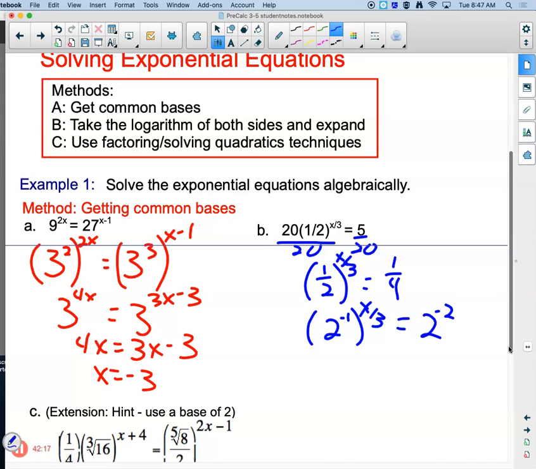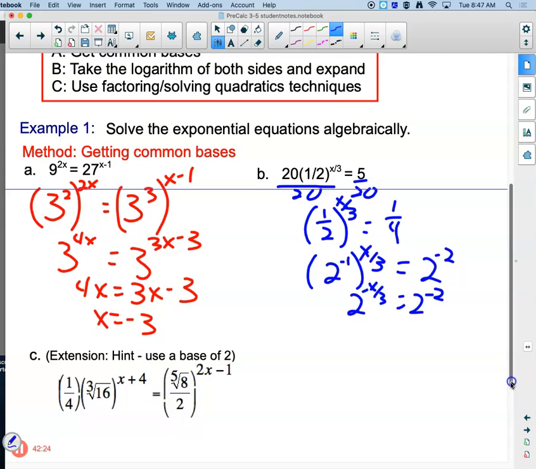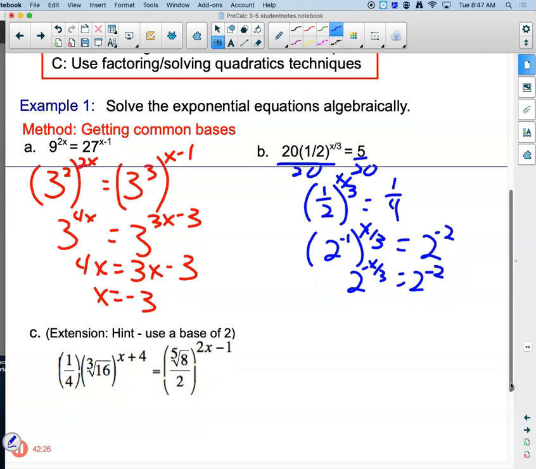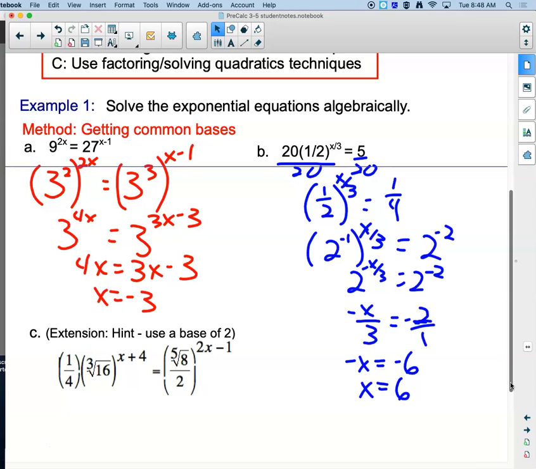And again, when you raise a power to a power, you multiply. Well, if this is going to be true, these big 2's don't matter. They're already the same. I need negative x over 3 to equal negative 2. And we could slap a 1 underneath this, and we could do a little cross multiplying. So negative x times 1 will give us negative x, and 3 times negative 2, negative 6. We divide both sides by negative 1, and we get x equals 6.